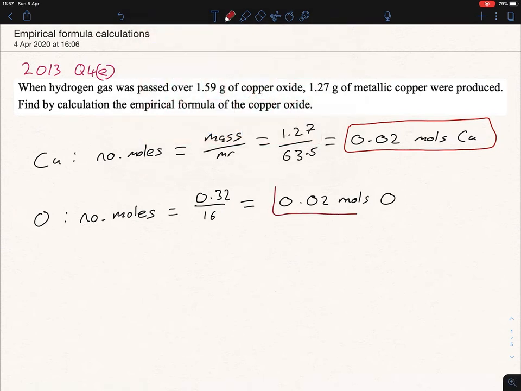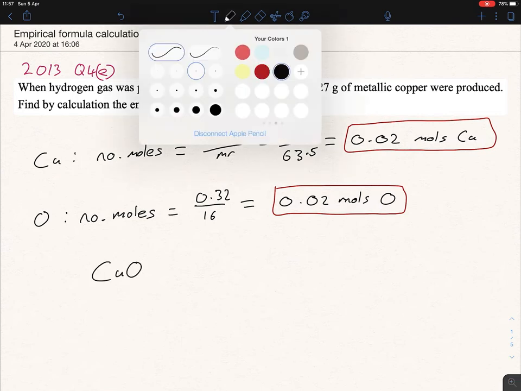Now, we must compare them, and we always use the lowest number, but in this case they're actually the same. So it's 1:1 is what our solution is going to be at the very end. So it's actually going to look like this, CuO. Okay, so that's our answer there.